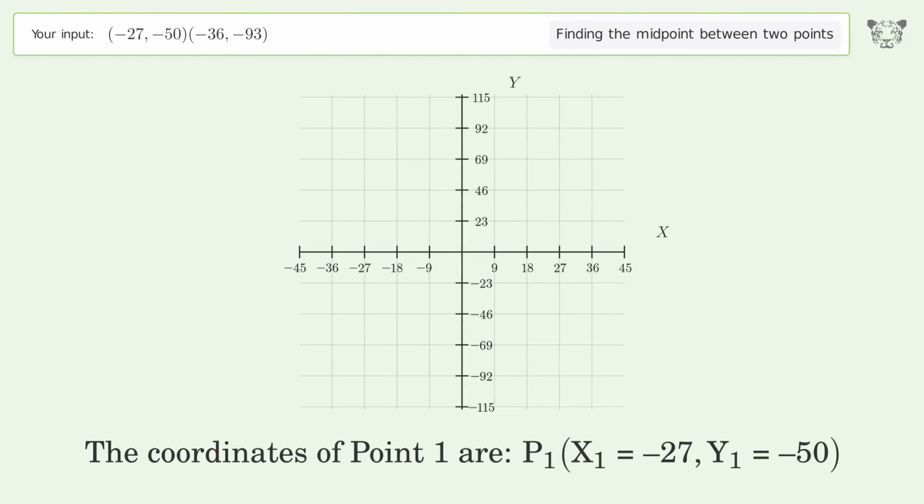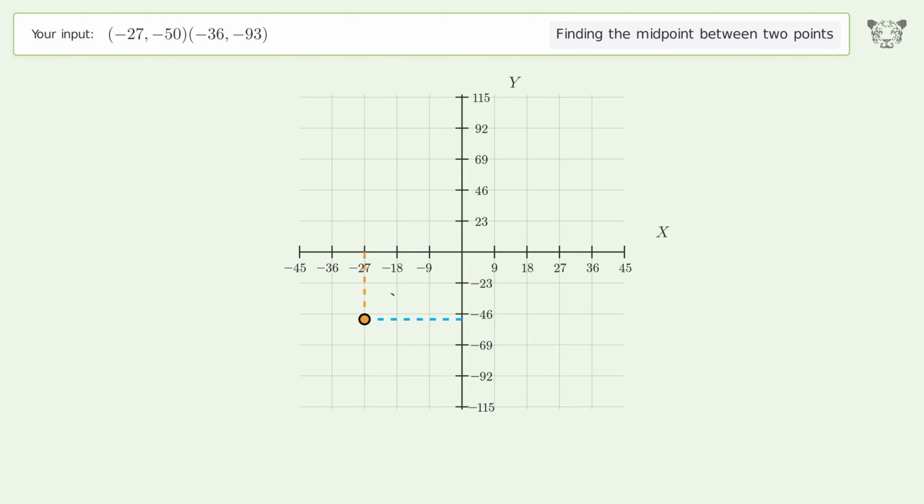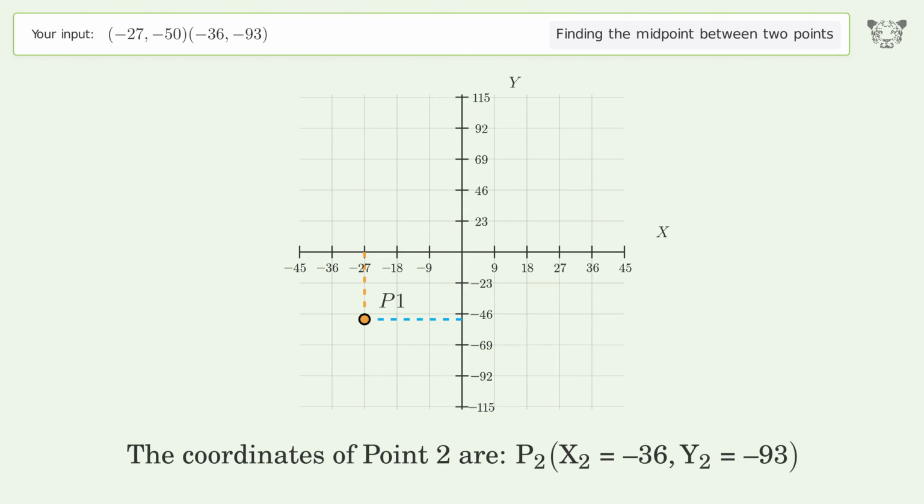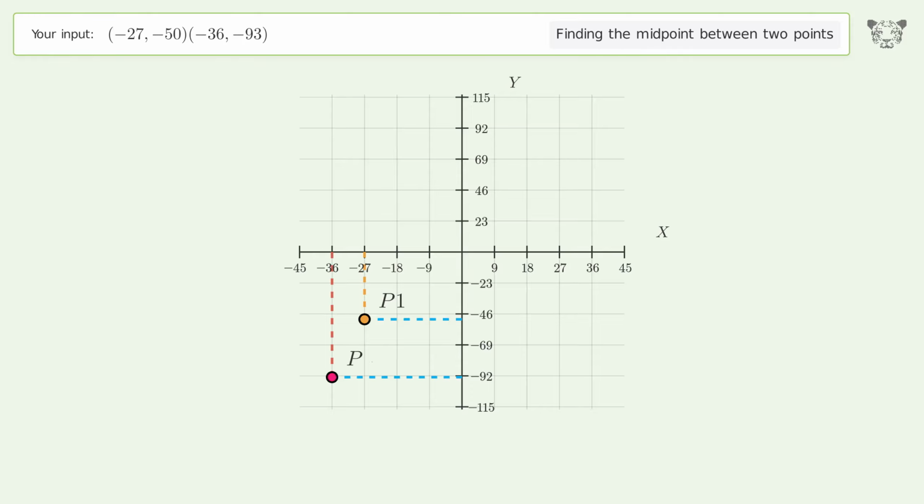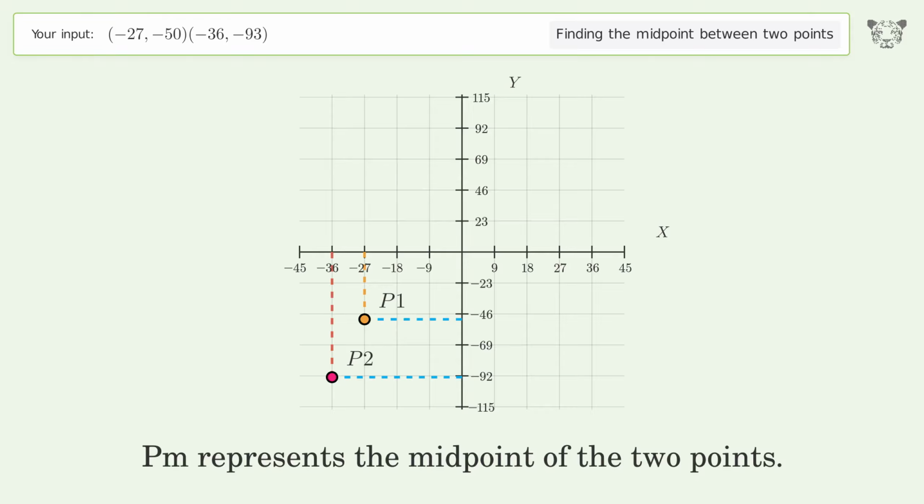The coordinates of point 1 are, x1 equals -27, y1 equals -50. The coordinates of point 2 are, x2 equals -36, y2 equals -93. PM represents the midpoint of the 2 points.